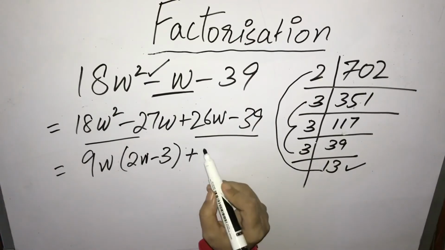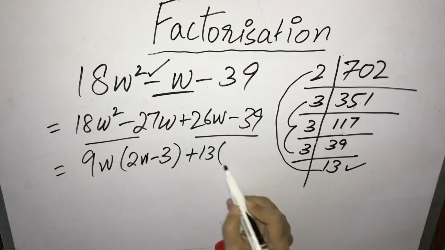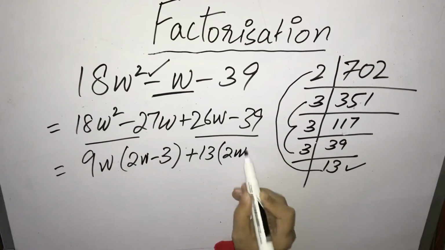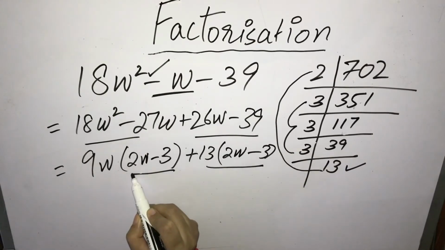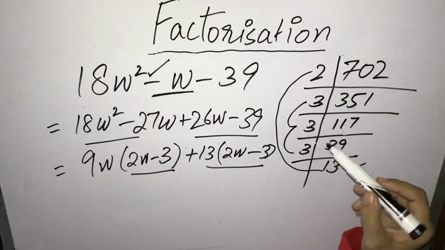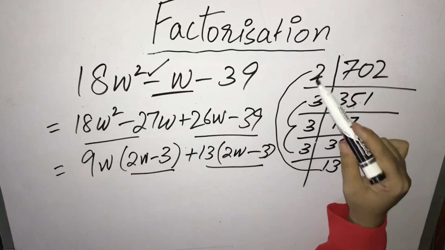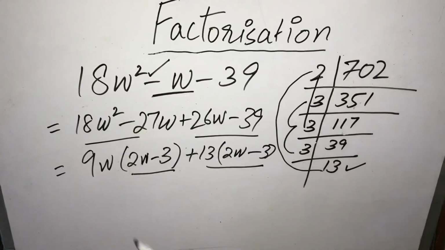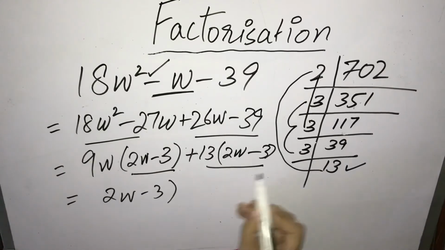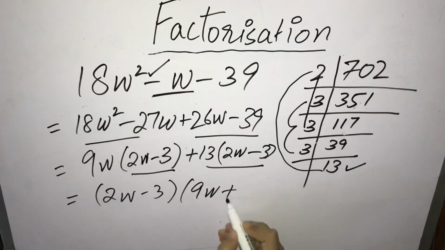From here we shall take 13 common, and 13 2s are 26, 13 3s are 39. You can observe that your bracket is same, or in other words you can take the factors from here like this. 3 3s are 9, 9 2s are 18, 13 3s are 39. You can easily observe this. Okay, 2w minus 3 common bracket, and the remaining number is 9w plus 13.